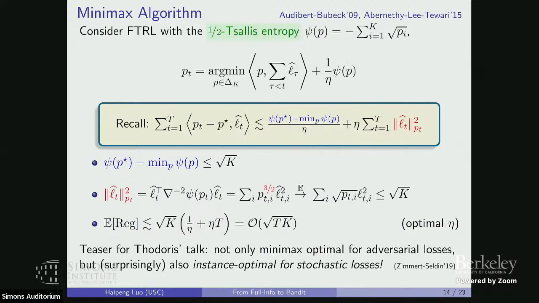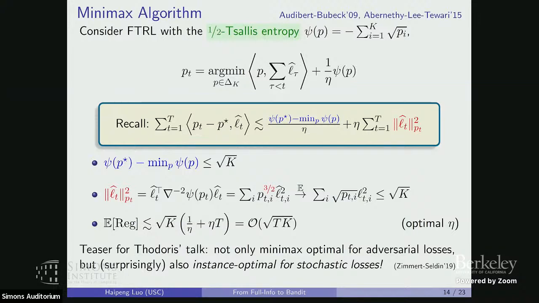And this is kind of a teaser for Sadori's talk in an hour. So it turns out that this algorithm is not only minimax optimal in the adversarial case, which we just proved, but surprisingly, also instance optimal for the stochastic case. So in the stochastic case, if you run the algorithm, you tune the learning rate right, you will get the 1/delta, the 1/gap bound that Schipper was talking about this morning. The instance optimal bound. You can get it with the same algorithm. So there you have one algorithm that's optimal for both cases.